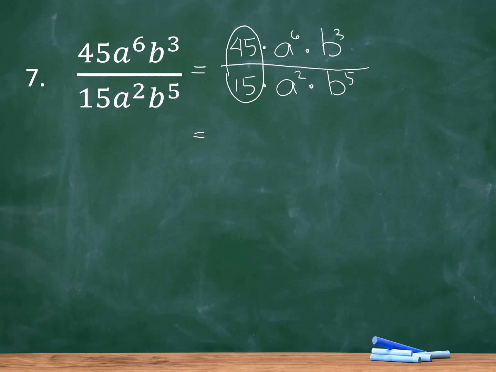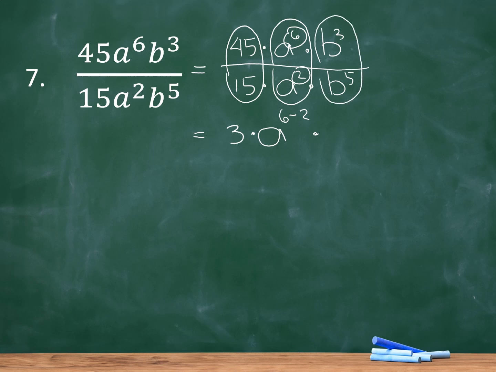45 divided by 15 is 3 times. We deal with the variable a. We copy the common base a, and then we subtract their exponents, 6 minus 2. Let's write it here, 6 minus 2 times. Now let's deal with the variable b. We copy the common base b, and then we subtract the exponents. Remember, the one on top comes first, so we write 3 minus 5.